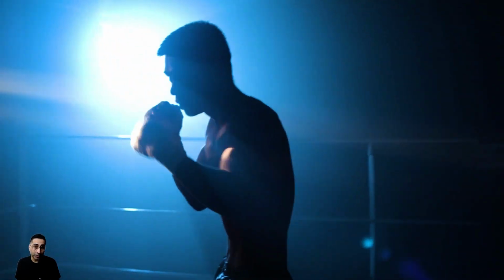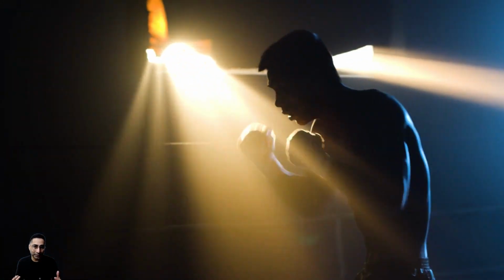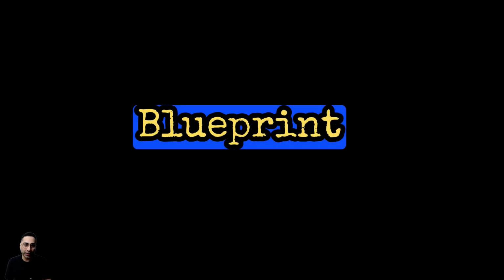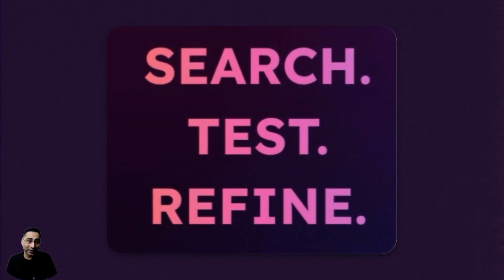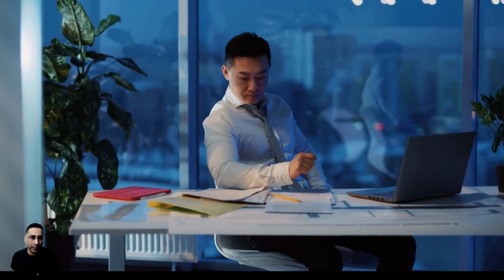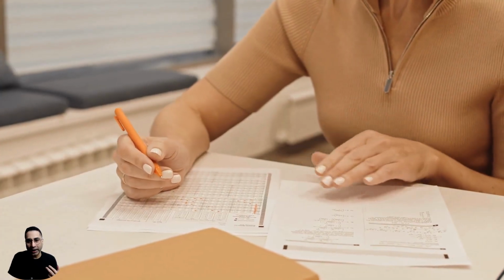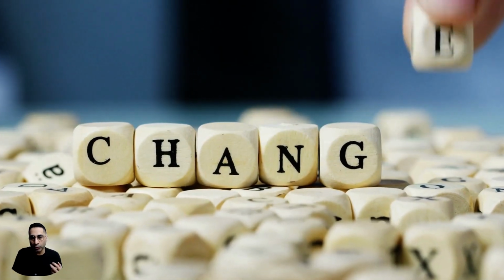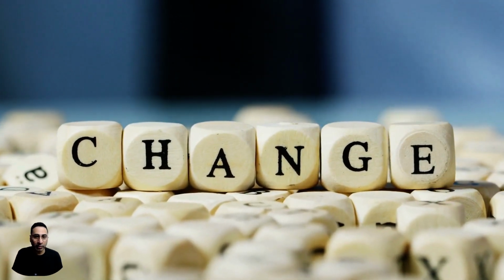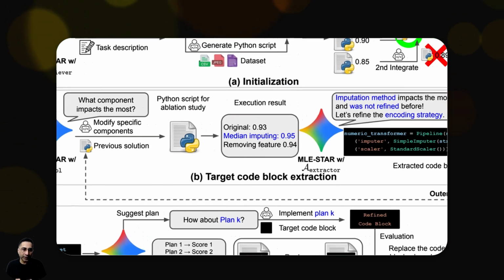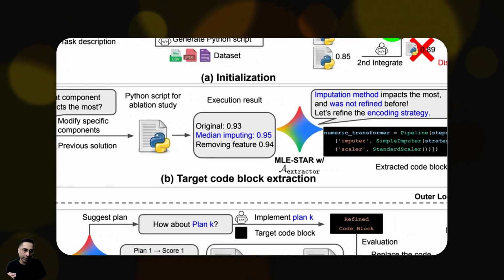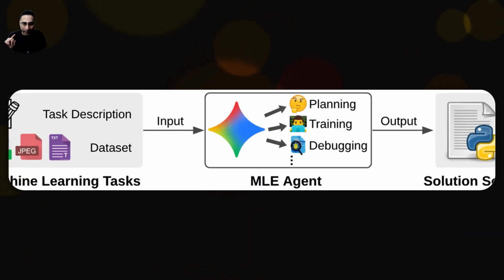Every champion on earth, from athletes to data scientists, follows the same blueprint for winning. Search, test, and refine. They search for the best knowledge, test it against reality, and refine their approach until it's unbeatable.